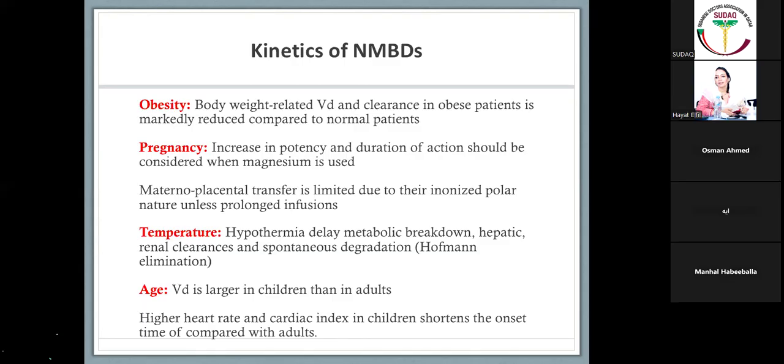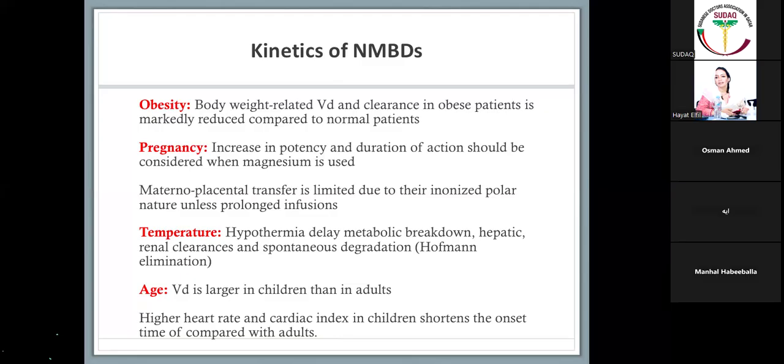You take it in the sense that they are polar compounds and they are very restricted to the extracellular compartment. Their lipid solubility is very limited. They bind to proteins. In terms of infection and inflammation, protein binding might increase, and this will reduce the free drug available to reach the neuromuscular junction. You have to consider things like obesity, pregnancy, age, and temperature in terms of the kinetics of those drugs when you use them in clinical situations.